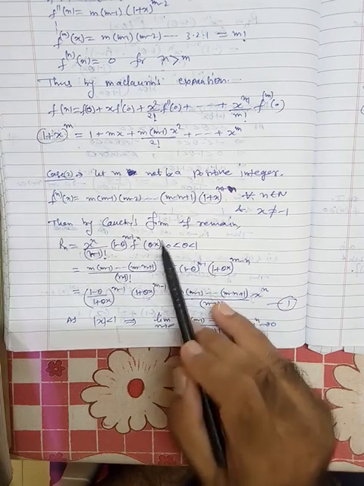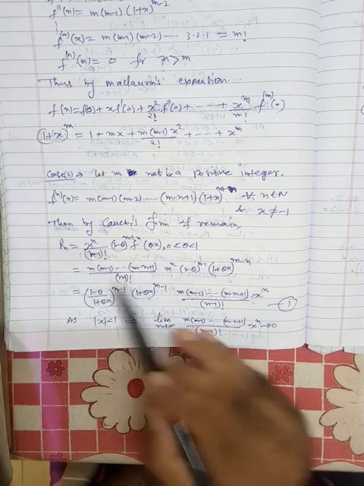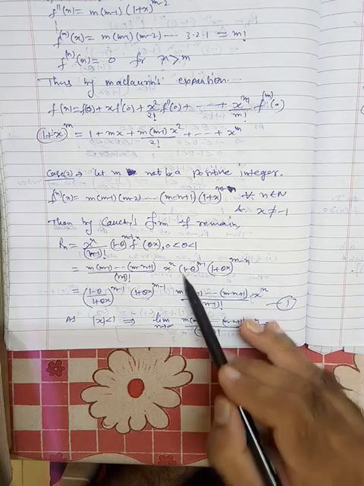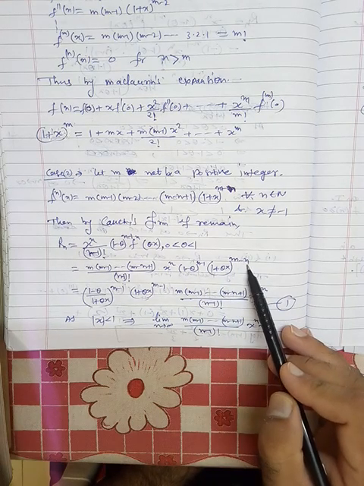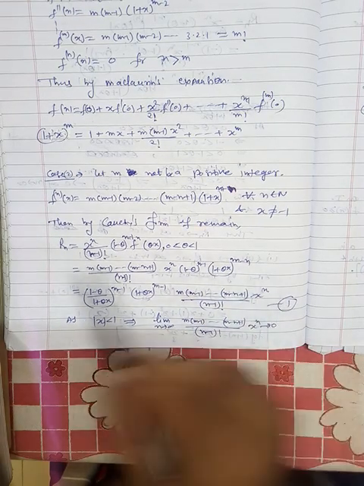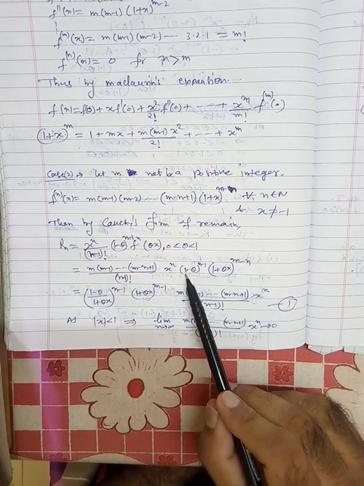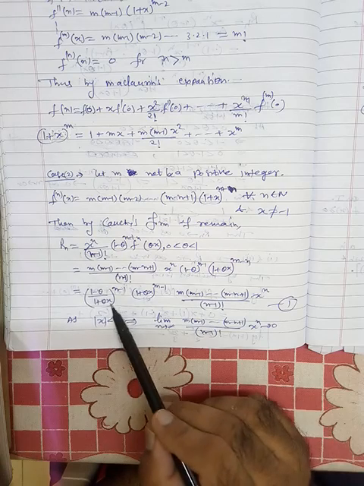Substitute this value with the help of this. So we get m into m minus 1, m minus n plus 1 divided by n minus 1 factorial, x raised to the power n, 1 minus theta raised to the power n minus 1, 1 plus theta x raised to the power m minus 1. So now we can simplify this as this.